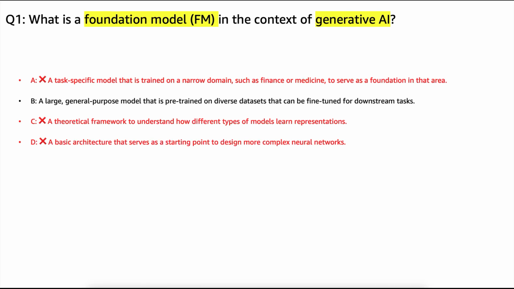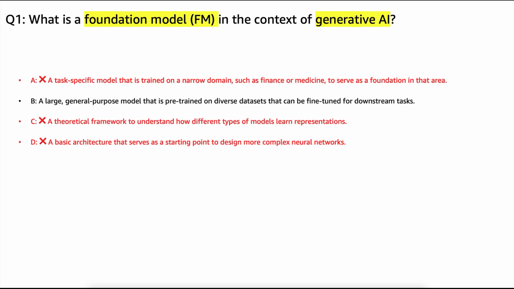Perfect. Now we can see that options A, C, and D are all marked incorrect. Through our systematic elimination process, we've identified all the incorrect options. This leaves us with option B, which correctly defines foundation models. Let's examine why option B is the correct answer. FMs are large models that are pre-trained on a vast amount of data and that can perform several tasks. FMs can be fine-tuned for downstream tasks by using smaller datasets.